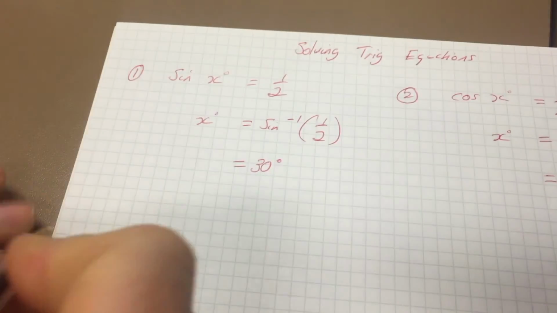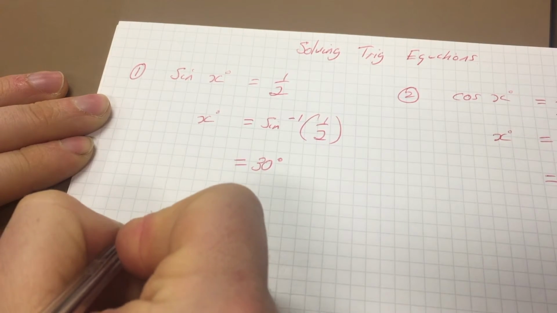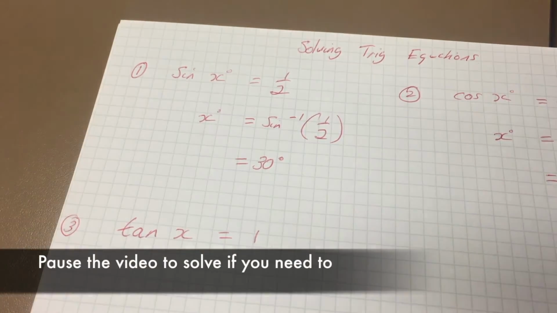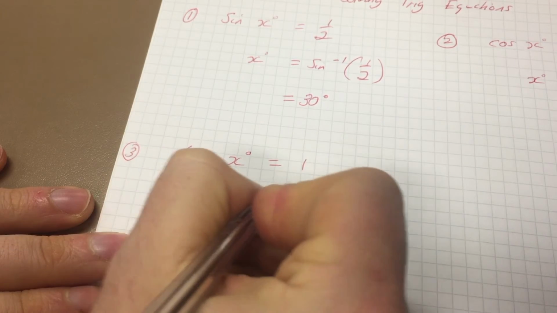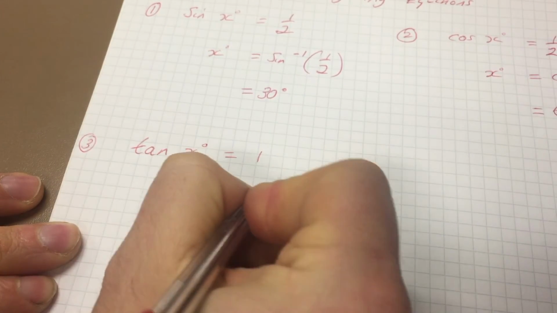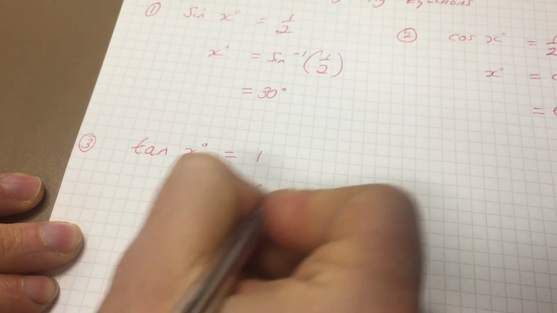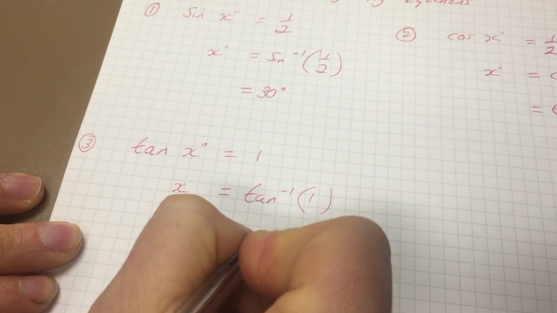And the last one here I'm going to do is tan x equals 1. So what do I do to both sides? I get x equals tan to the minus 1 of 1. Put that into my calculator and I get 45 degrees.